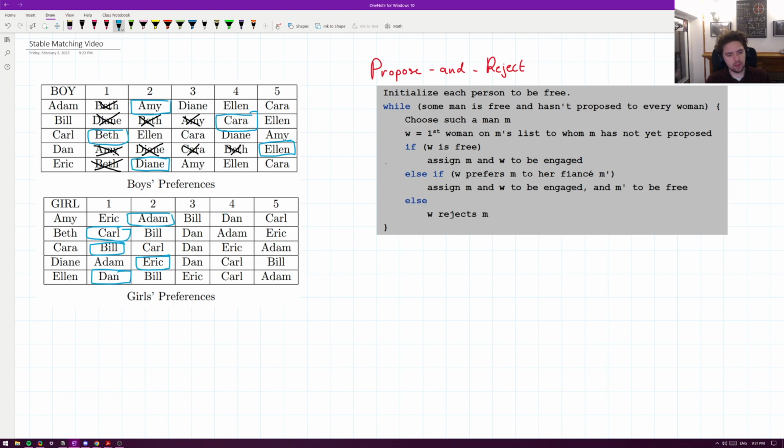So the point is that we have no unstable pairs, which means there's no situation where, for example, Beth prefers Bill over whatever she has right now, and Bill prefers Beth over whatever he has right now. This would be bad because they would just forget about their assignments and get together. That would be an unstable pair. There are no unstable pairs from this algorithm. That is all.